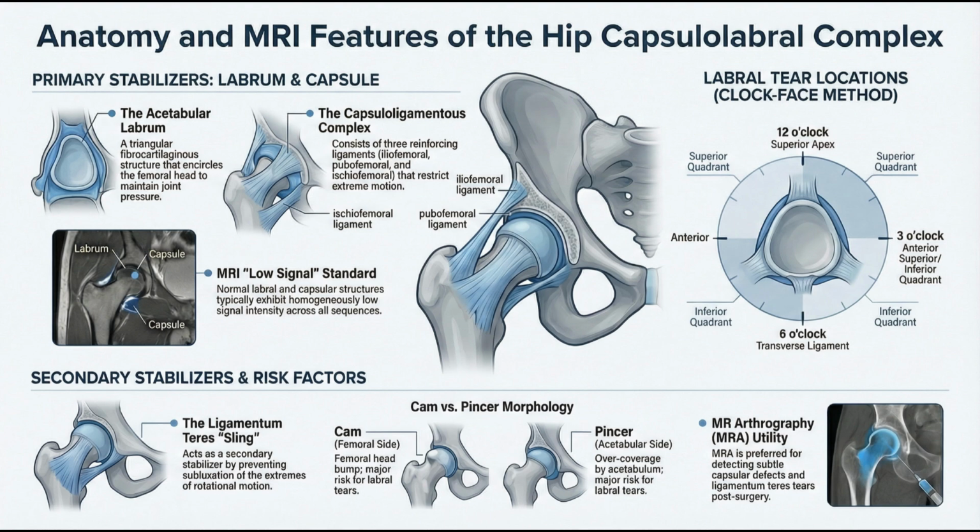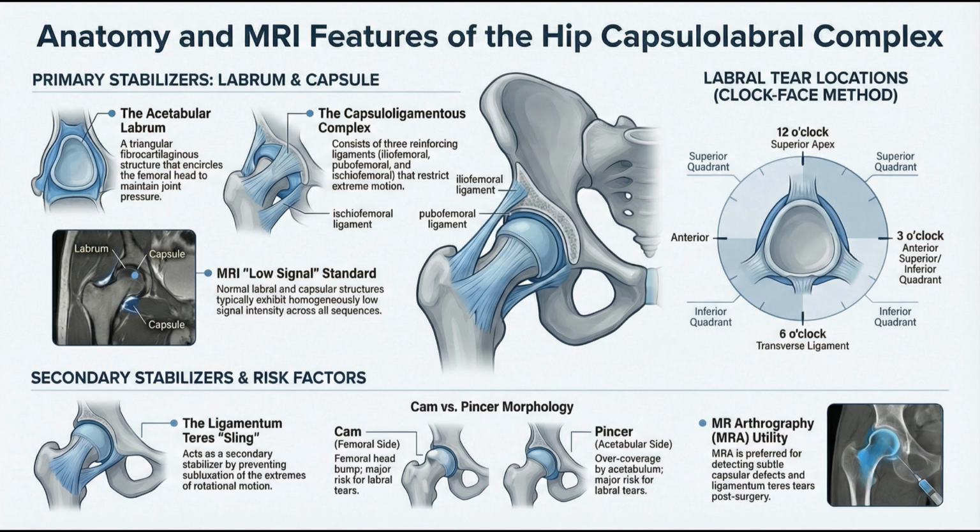And then the other type is pincer. Right, pincer's on the socket side. It's an over-coverage issue. The acetabulum is either too deep or it hangs over too far. So the neck of the femur hits the rim of the socket prematurely. And the research mentions a mixed type, which I assume is just the worst of both worlds. And unfortunately, it's a combination of both, and it's the most common presentation.